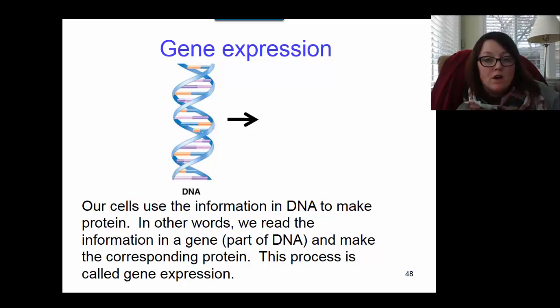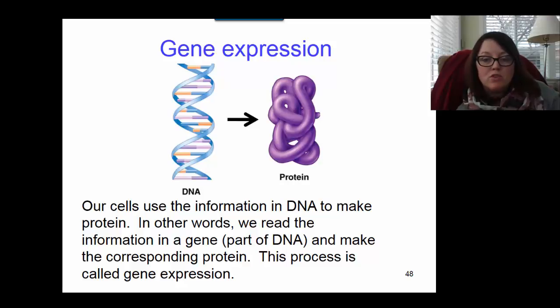The process of reading the information in a gene, in other words, reading the information in the DNA and using that to make a protein, is called gene expression. So our cells use the information in DNA to make protein. In other words, we read the information in a gene, part of the DNA, and make the corresponding protein. So that is the process of gene expression.